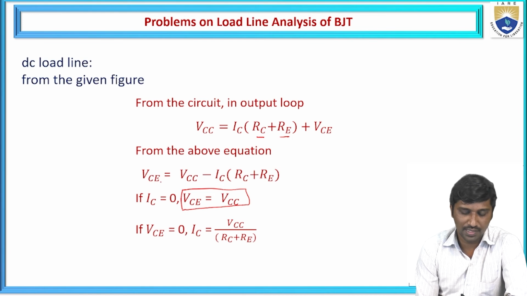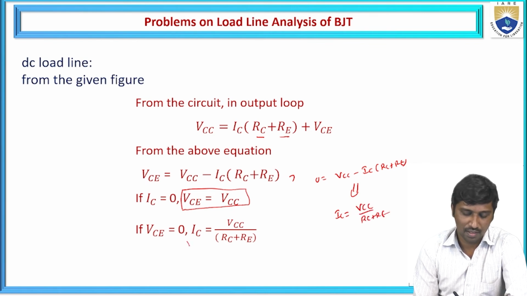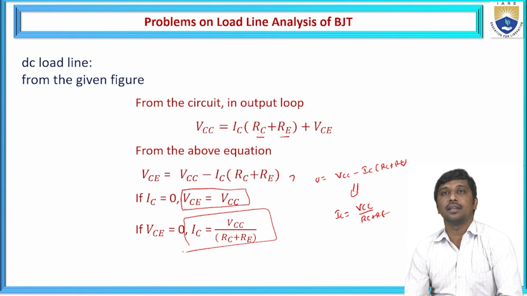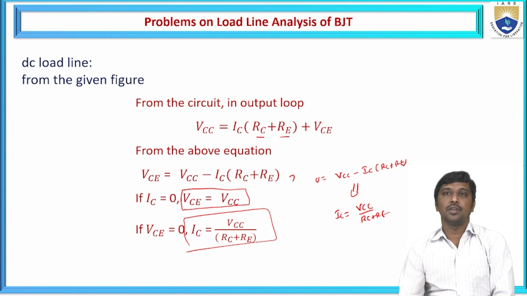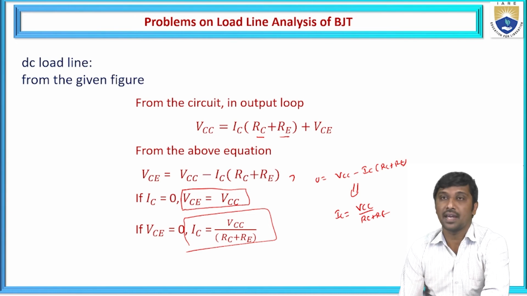If VCE is equal to 0, then 0 equals VCC minus IC times (RC plus RE). From this relation, we need to find IC. What is IC? VCC by (RC plus RE). So by using these two mathematical representations, we need to calculate the VCE parameter and IC parameter.